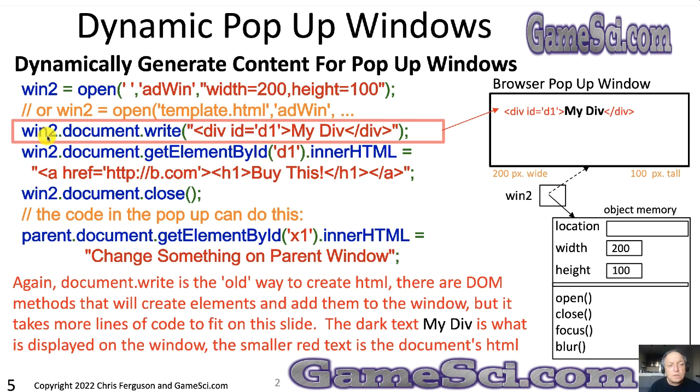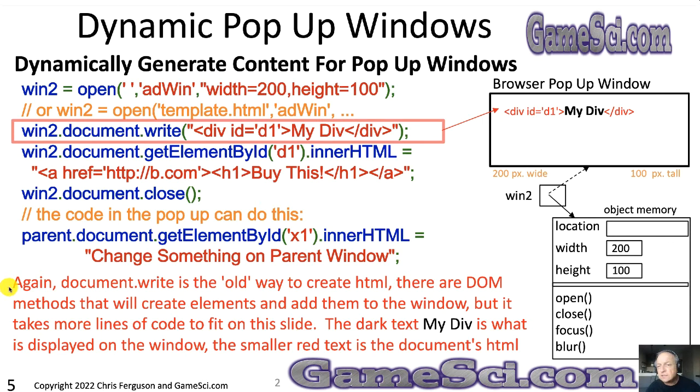I'm going to go to win2.document.write and output a div tag with an ID D1 and myDiv as the text between the tags. Again, document.write is kind of the old way to create HTML. There are DOM methods that will create elements and add them to the window, but it takes more lines of code than will fit on this slide.